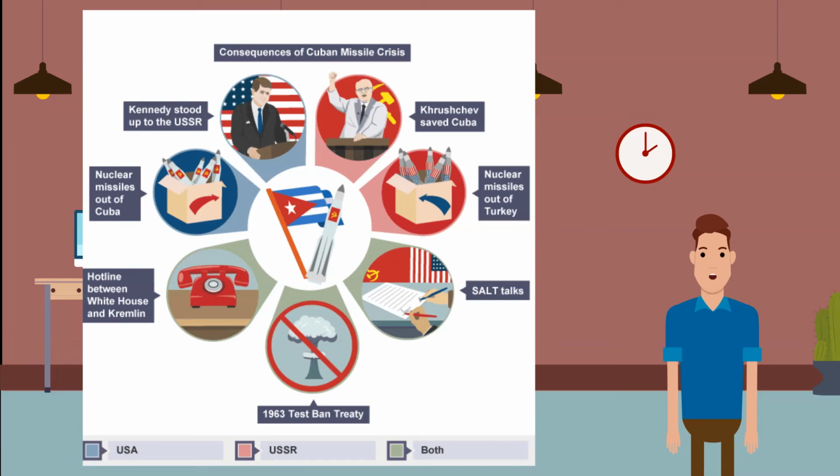In the long term, the crisis may have created a willingness on both sides to enter into the Strategic Arms Limitation Talks, or SALT, later in the 1960s. At SALT I, an agreement was reached not to build any more intercontinental ballistic missiles, or ICBMs.